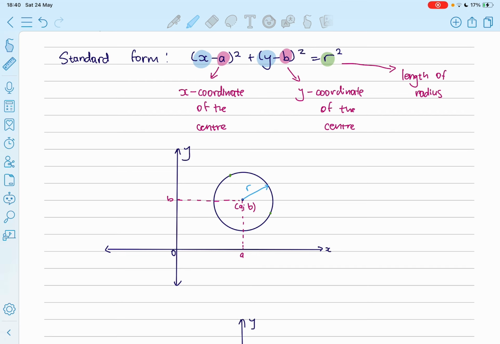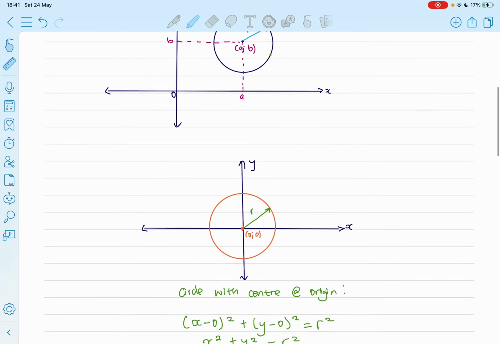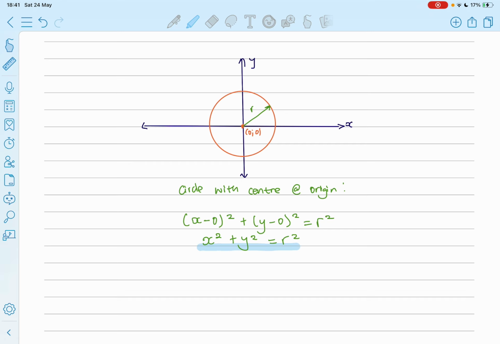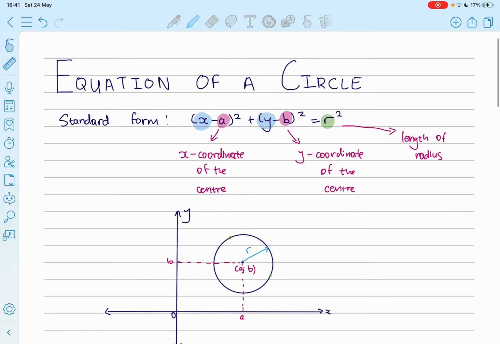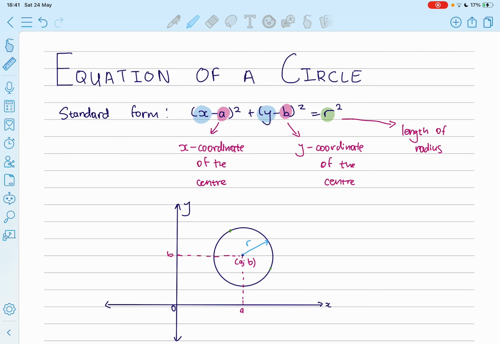So the form of the equation depends on whether the center of the circle is at the origin or if it is somewhere else. If it's somewhere else, this is how it will look, with its coordinates being a and b, that we then put into the standard form equation. Or if it's at the origin, it is reduced to just x squared plus y squared equals r squared. Okay, that's it from me with the equation of a circle.